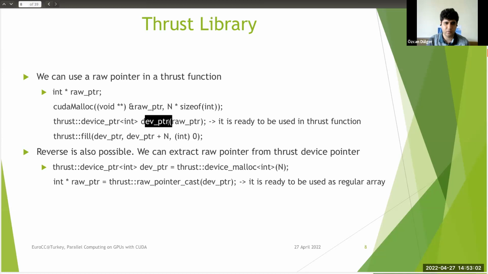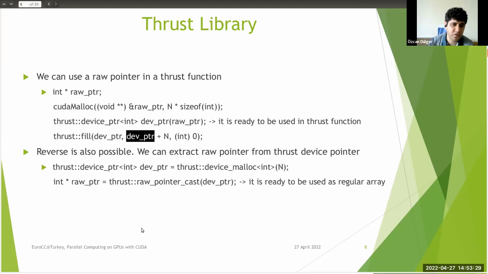So this is the name of the new pointer. This will be used inside the Thrust function, as you see. It keeps the address of the raw pointer, and we can use that address inside the Thrust function.